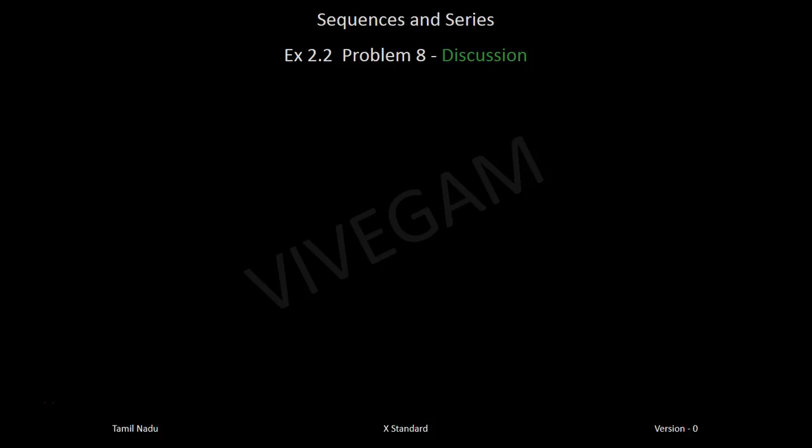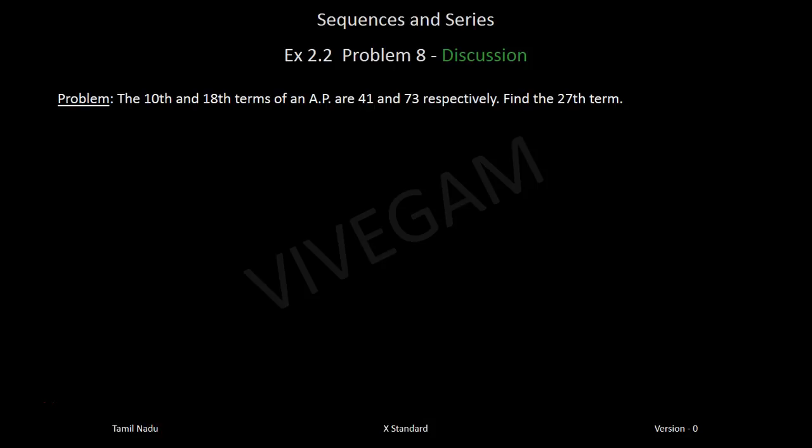Exercise 2.2 Problem 8 Discussion. Let's read the problem. The 10th and the 18th term of an AP are 41 and 73 respectively. Find the 27th term. Okay, let's mark what is given in the problem.